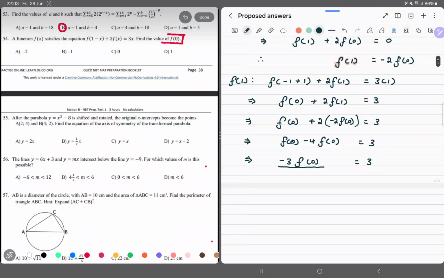So we want to isolate f of 0, so we divide by minus 3, and what we do on the one side we must do on the other side. Therefore, f of 0 is basically equal to minus 1. Therefore, our answer to this question is option B.